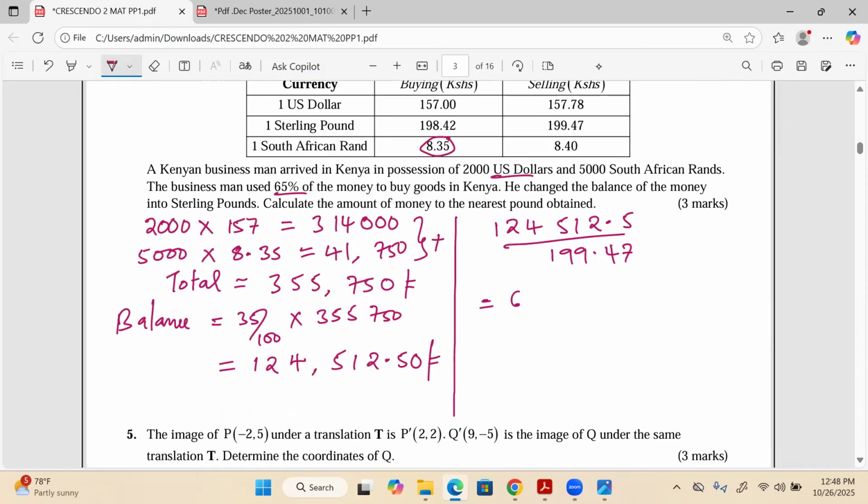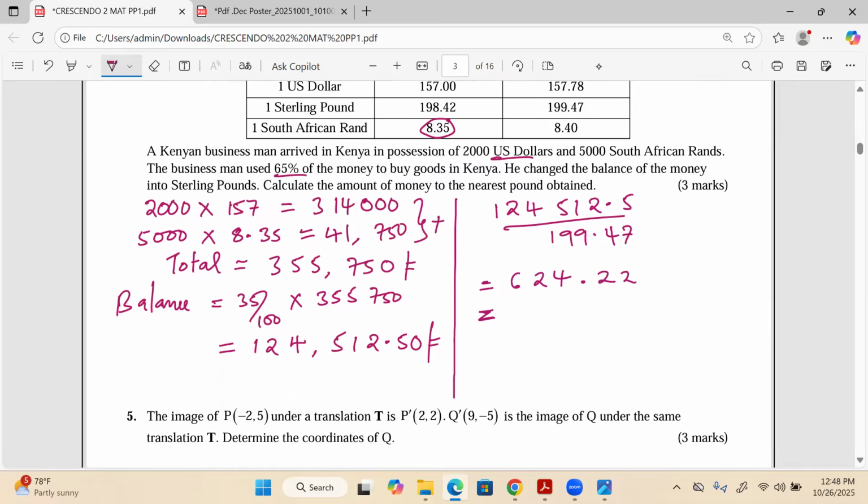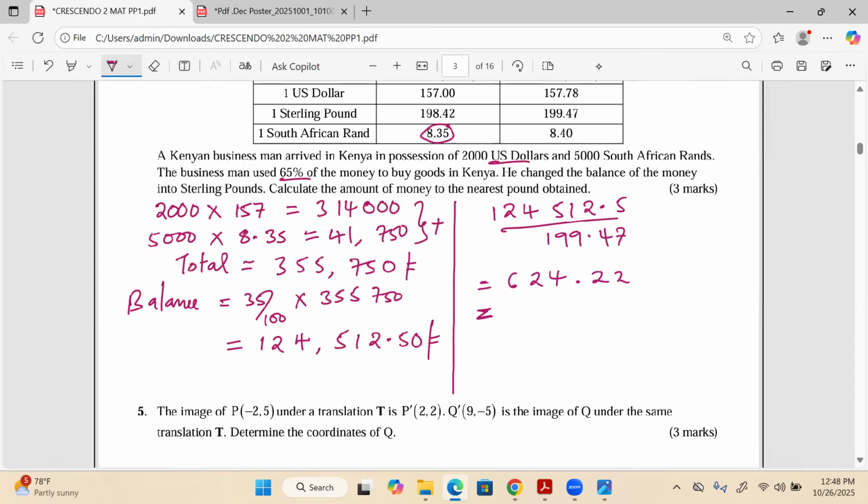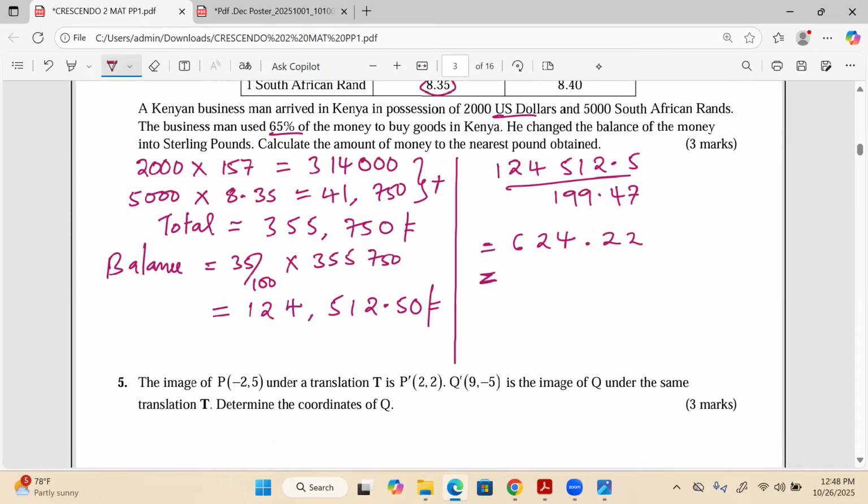This gives us 624.122. But remember, we've been advised to give the answer to the nearest pound. So the accurate answer will be 624. Very simple. 624. That is now the right answer.